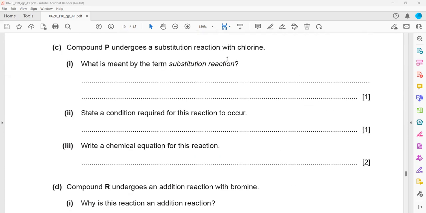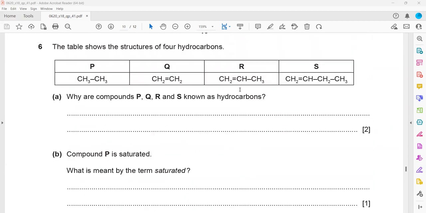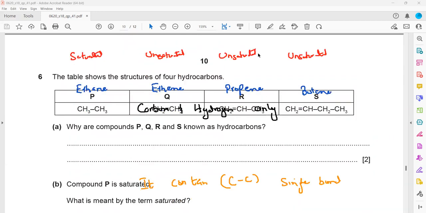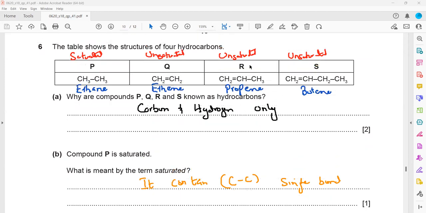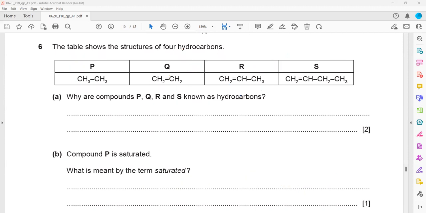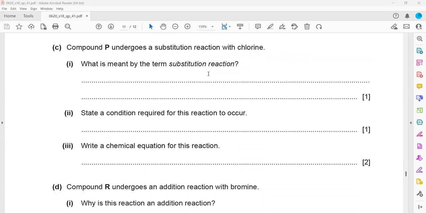Compound P undergoes a substitution reaction with chlorine. Remember one thing, whenever we have saturated and unsaturated hydrocarbons, the type of reaction is as follows: if it is a saturated hydrocarbon, it will undergo a substitution reaction. But if it is an unsaturated hydrocarbon, it will undergo an addition reaction, meaning only one product will be there. So compound P can undergo substitution, but Q, R, and S will undergo addition. And when it undergoes an addition reaction, there will be only one product.